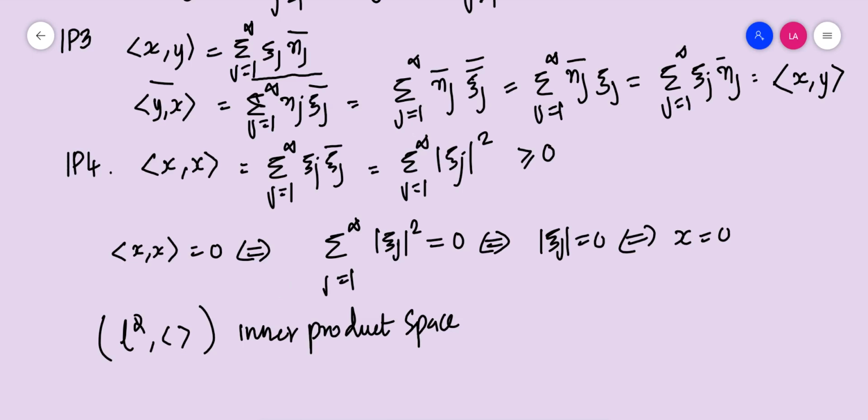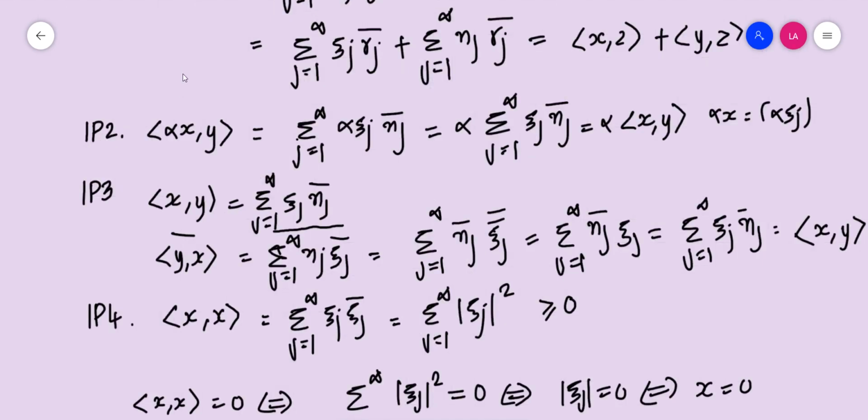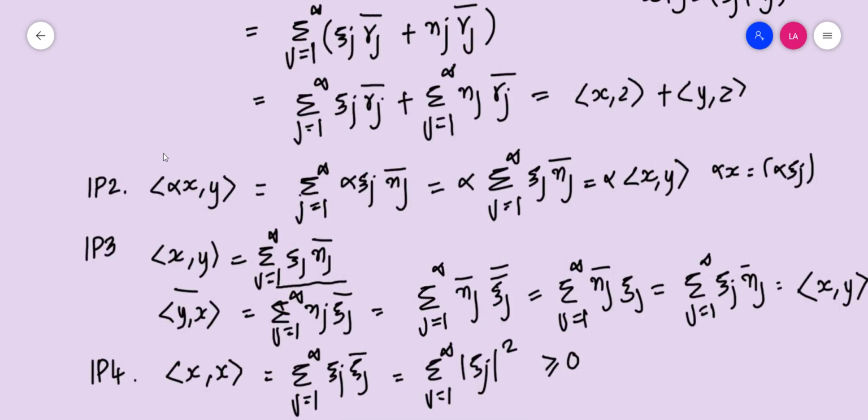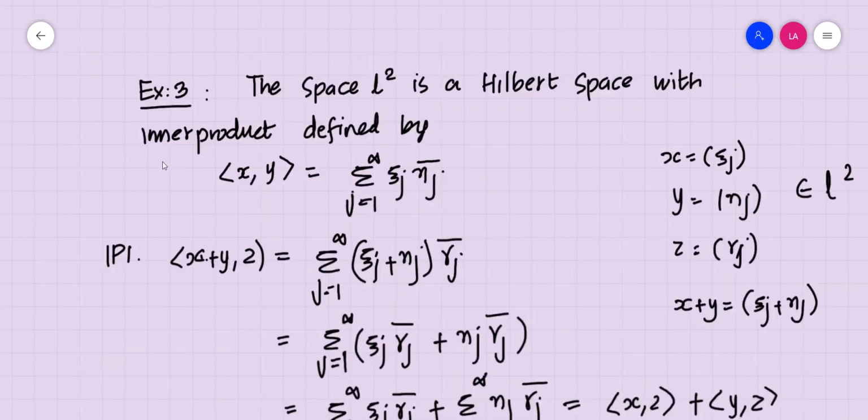Okay. Now we have to prove that it is a Hilbert space. Before getting into that, let's say something about this product as well. So we have defined our inner product to be summation j equal to 1 to infinity theta j eta j conjugate.